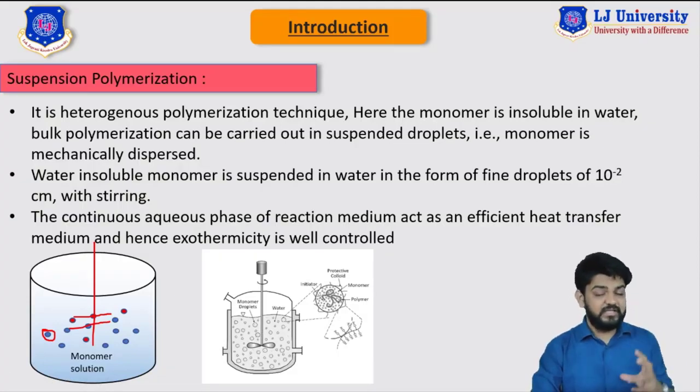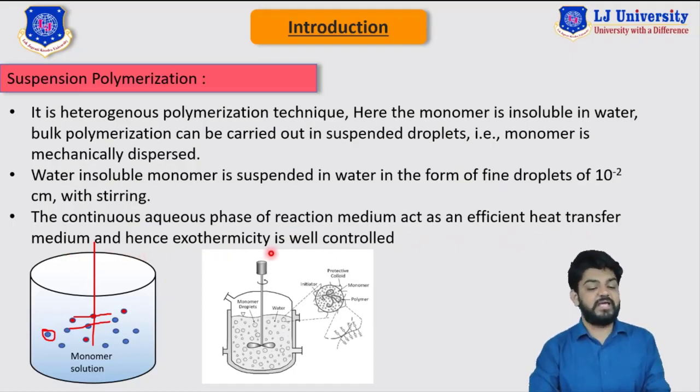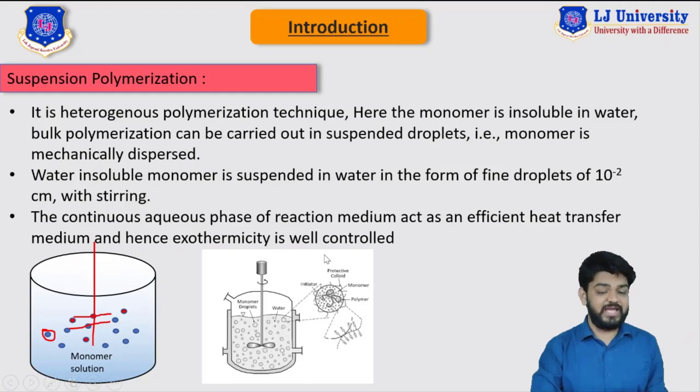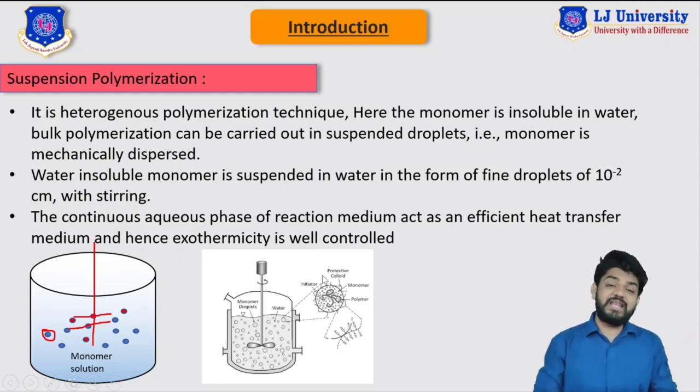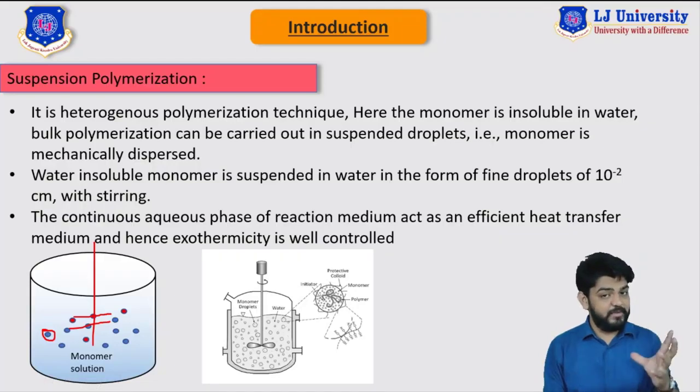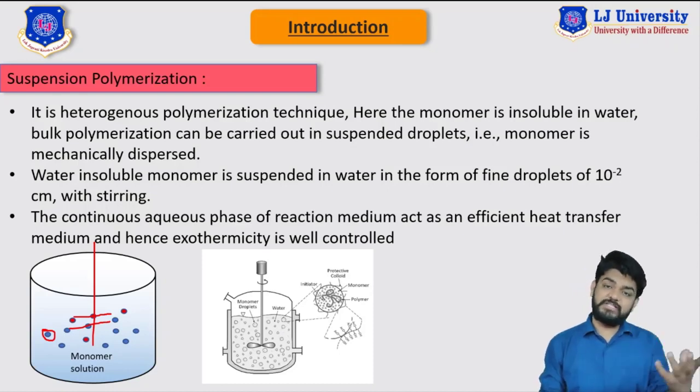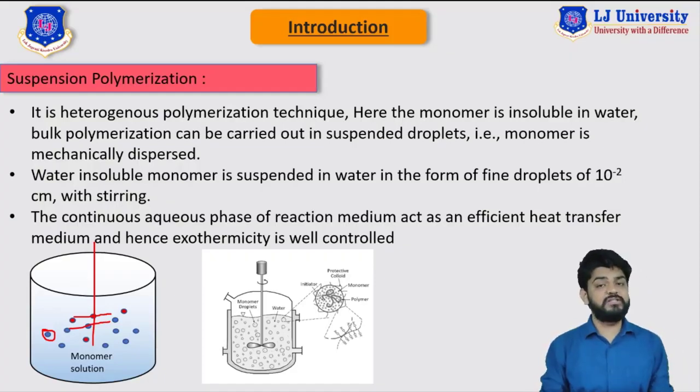So now with this stirring, the polymerization reaction will take place. You can see that this continuous aqueous phase of the reaction equilibrium acts as an efficient heat transfer medium, and hence the exothermicity of the reaction is well controlled. As this reaction proceeds, we are going to get our polymer, right? As this reaction proceeds, it generates a high amount of heat which needs to be dissipated before it can harm this vessel. So in order to dissipate this excess heat, we are providing this water so that it acts as thermal insulation and absorbs all the reaction heat.